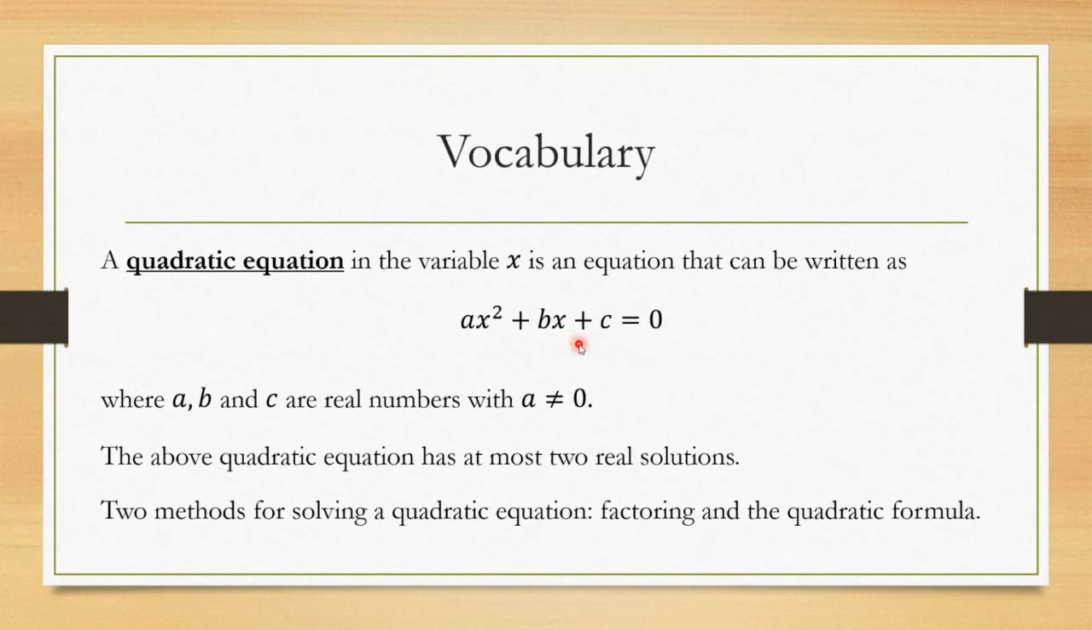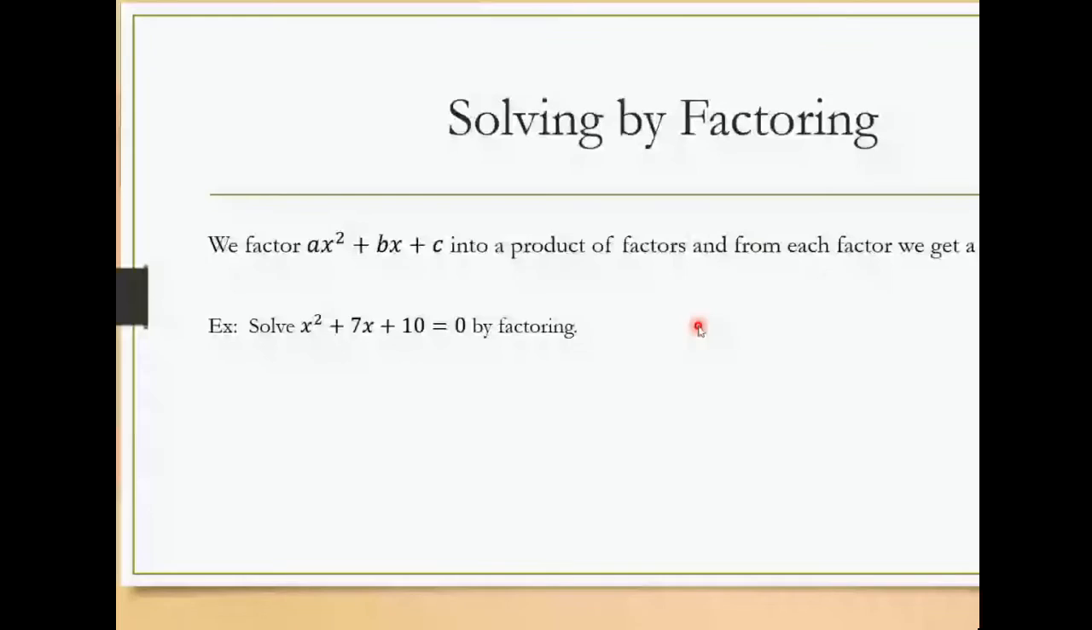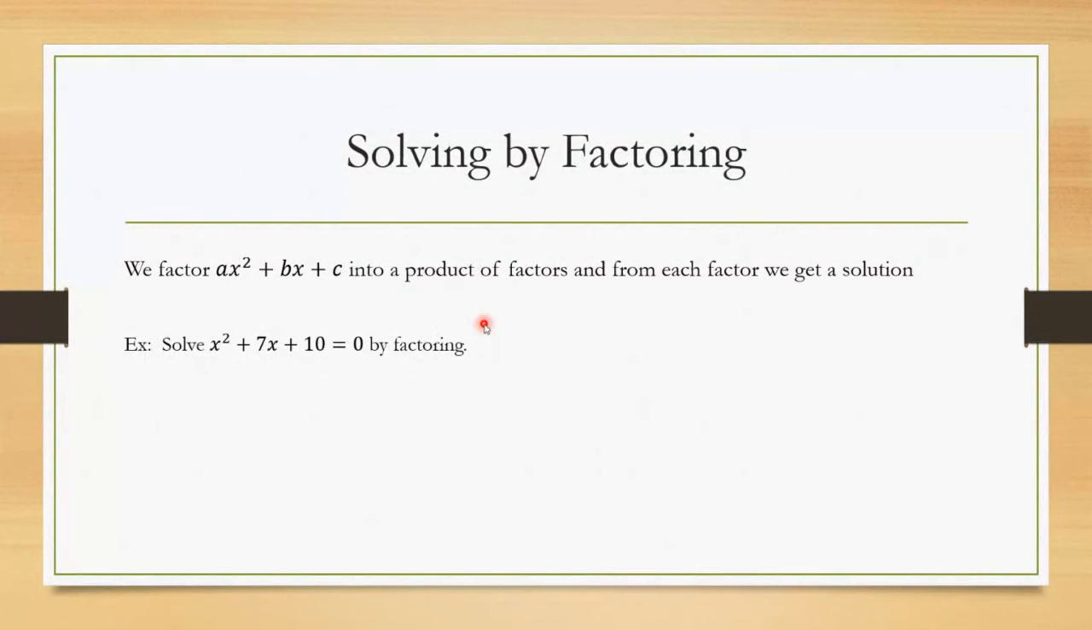All right, so we have this. All right, let's keep going. So let me show you how to solve this kind of equation by factoring. So basically the idea is this. We're going to factor this into a product of factors. So we're going to factor completely. In other words, we're going to factor until we can't factor it anymore. And the idea is from each factor, we get a solution. And this example will demonstrate that.